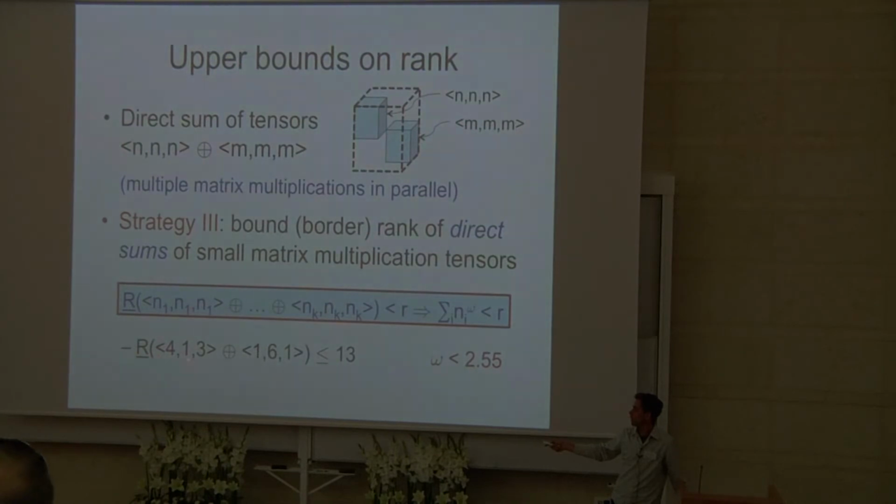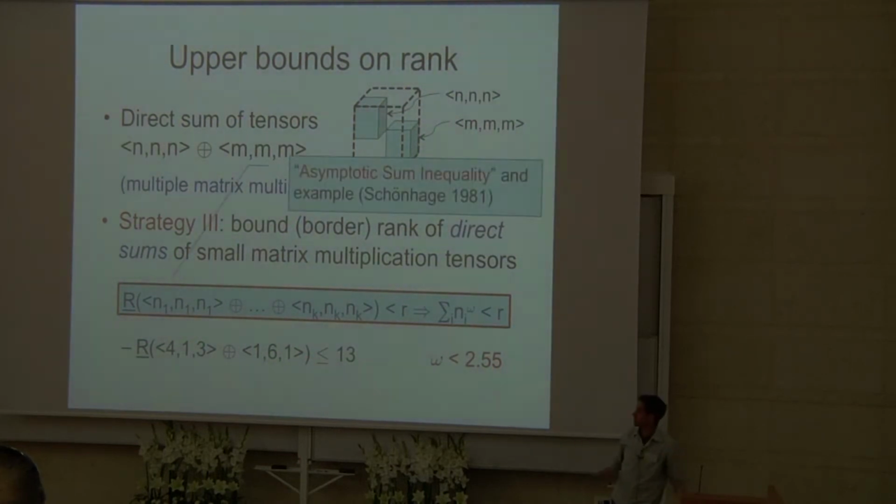The border rank of doing, if you can decode these, this is basically an outer product computation and an inner product computation together is only 13. Notice that doing this outer product of 4 by 3 vectors takes 12 multiplications already, and so for one extra multiplication you can think of being able to do an entire inner product. And from this you get a bound of 2.55, which is a big improvement. And this uses this statement in the box, which is called the asymptotic sum inequality due to Schönhage.